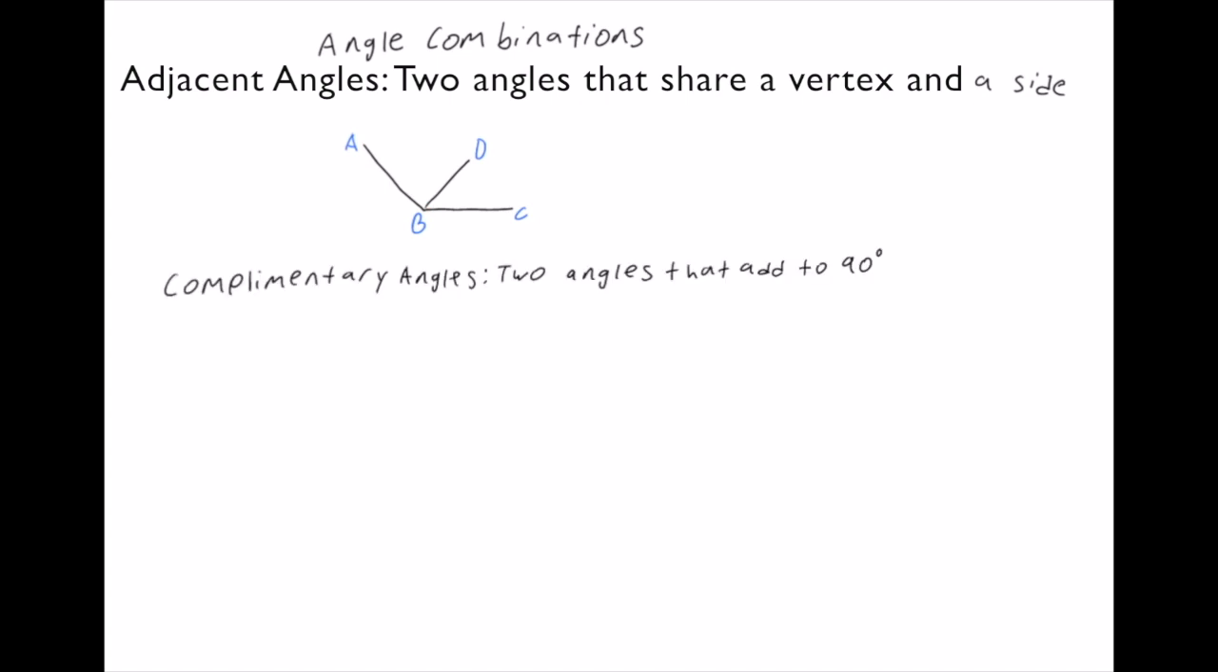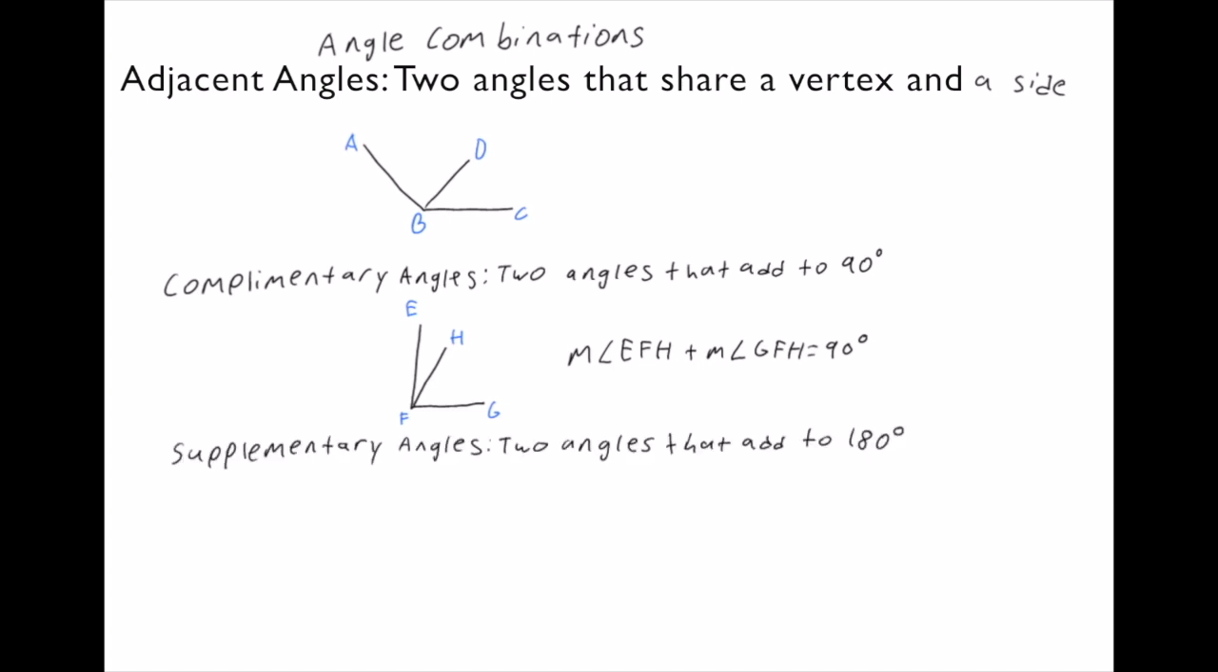Complementary angles are two angles that add to 90 degrees. So here we have angle EFH and angle GFH. Those together add to 90 degrees. So they are complementary angles. So we'd say the measure of angle EFH plus the measure of angle GFH equals 90 degrees.